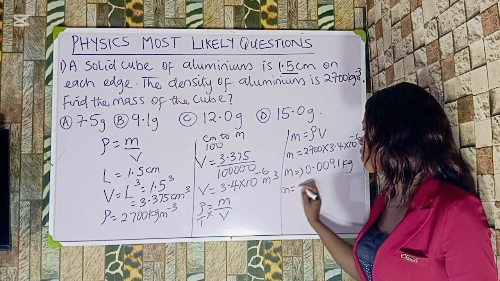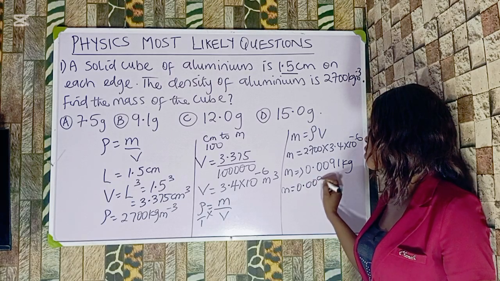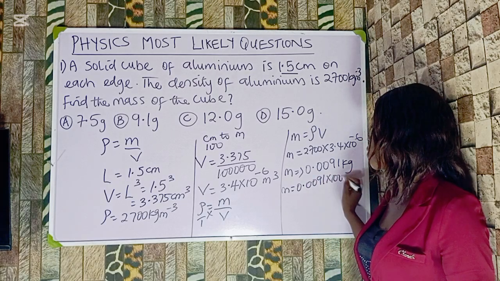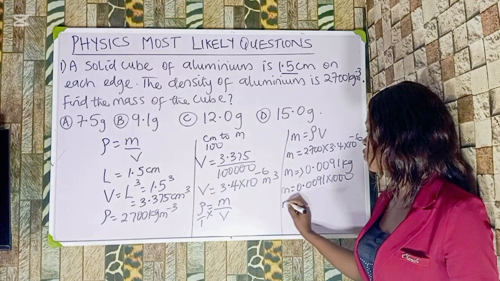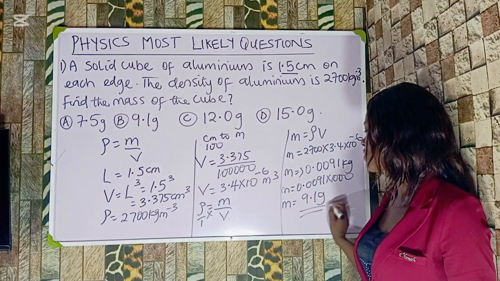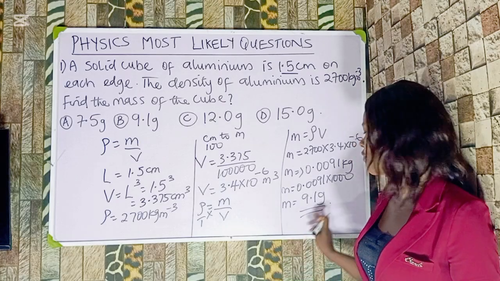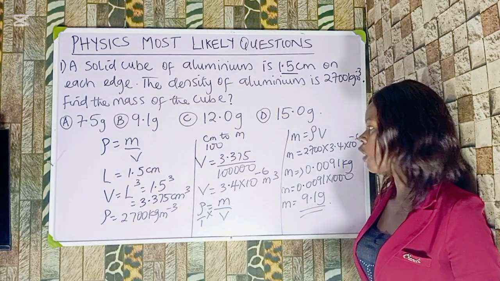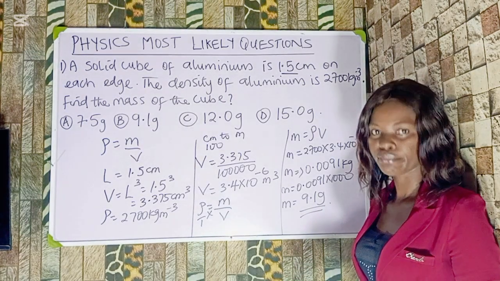So M is equal to 0.0091 multiplied by 1,000, which will give me 9.1 grams. I hope that is clear. And from what we have gotten so far, the correct option to this question is option B.